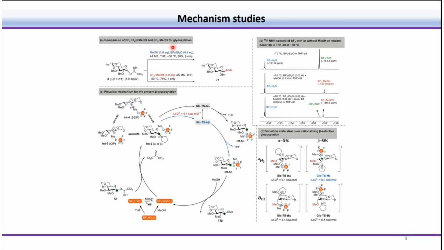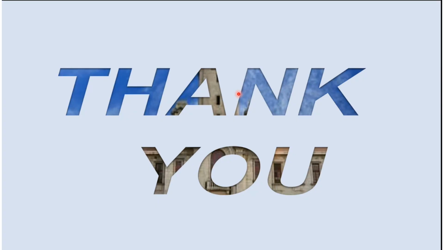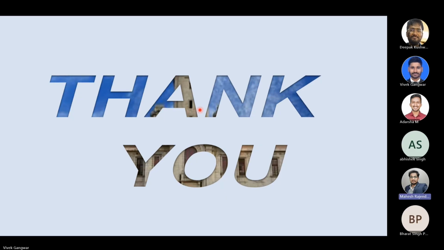BF3·Et2O, so this replaces this ether and makes this BF3 methanol. So in conclusion, without any extra catalyst, they got the 1,2-trans product using THF as a solvent and BF3 as an activator. Thank you. Nice presentation.